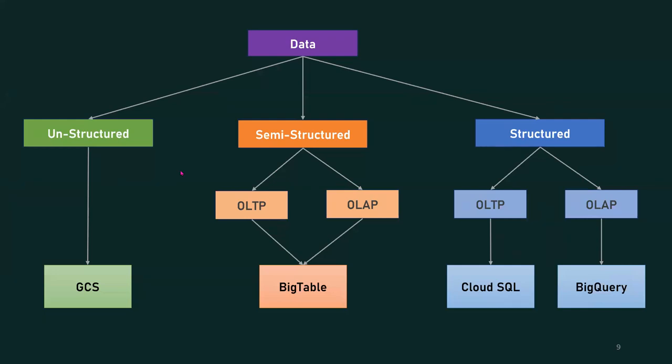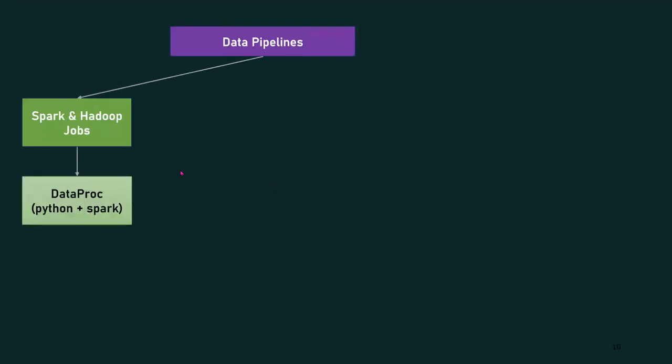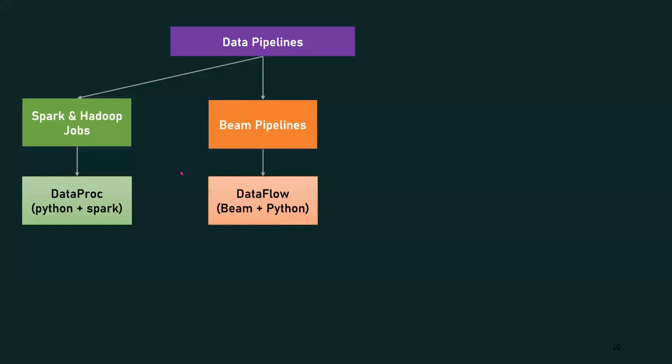So we are going to start with GCS. After the basic concepts are completed, we will take GCS for the next 2 to 3 days, and Bigtable. After that, Cloud SQL will be started. Cloud SQL is for 3 to 4 days and BigQuery is for 5 days. Later we will start with the Spark and Hadoop jobs with Dataproc. Here we are going to learn PySpark. It will take 6 to 7 days. Beam pipelines will also take 5 to 6 days.